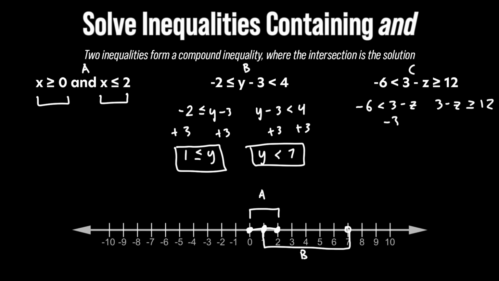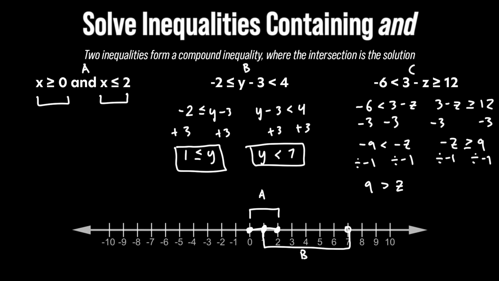So now we're going to subtract 3 from both sides for the left inequality, and we're going to get negative 9 is less than negative z. And for the right one, we're also going to subtract 3 from both sides. So we're going to get negative z is greater than or equal to 9. For the left-hand one here, we're going to divide by negative 1, and the inequality is going to flip, so it's going to be 9 is greater than z. And for the one on the right, we're also going to divide by negative 1, and the inequality is going to flip as well, and we're going to get z is less than or equal to negative 9.